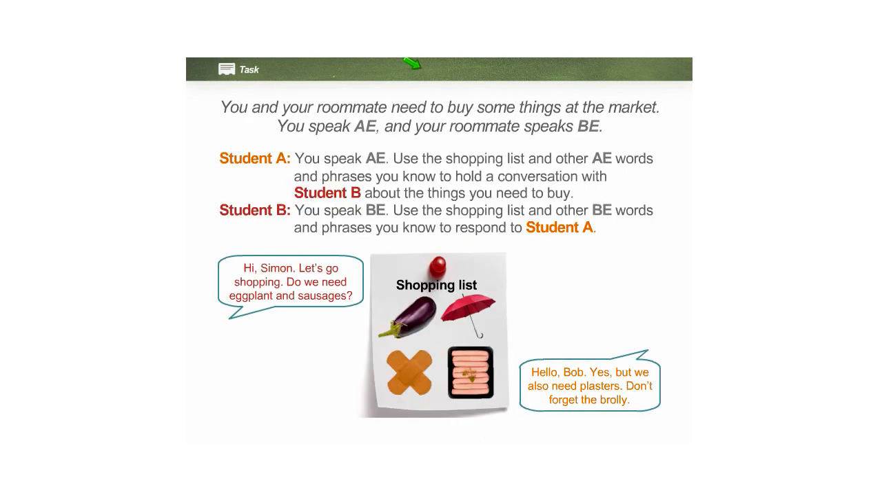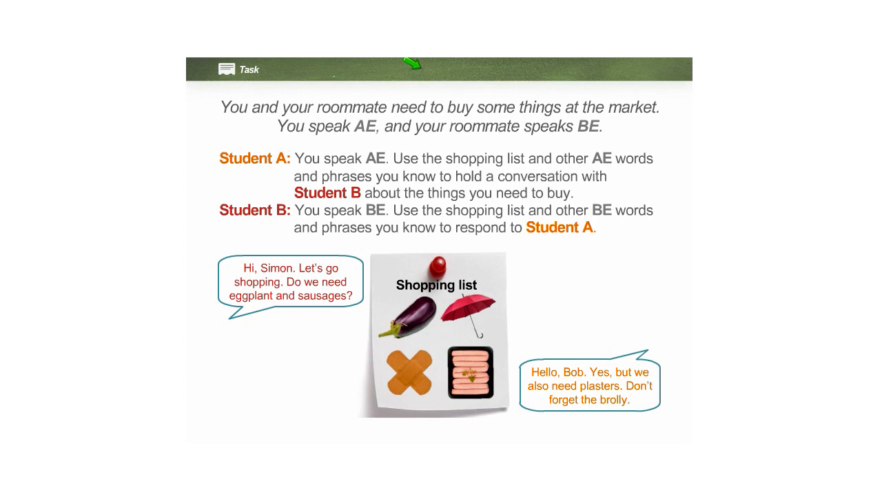Okay, so you and a roommate need to buy some things at the market. You speak American English and your roommate speaks British English. Okay, so student A, you speak American English, use the shopping list and other American words and phrases you know to hold a conversation with student B about the things you need to buy. And student B, you speak British English and use the shopping list and other British words and phrases you know to respond to student A.